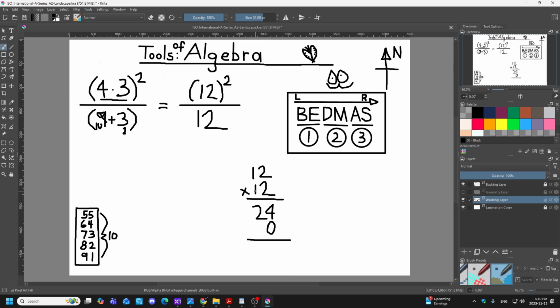All right, 1 times 2 is 2. 1 times 1 is 1. Real easy numbers. With multiplication is always addition. 4 plus 0 is 4. 2 plus 2 is also 4. Bring down the 1. 144 is our answer. So continuing the problem here.